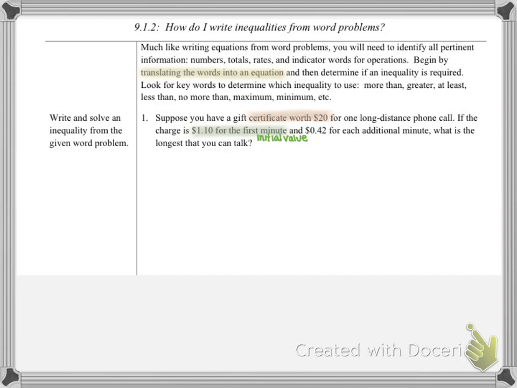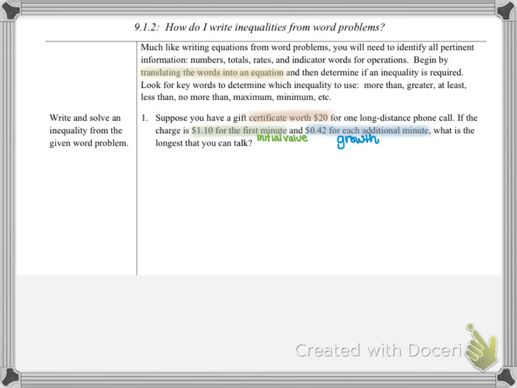But then I've got this thing that's kind of changing over time. So for each additional minute. All right, so if I was on the phone for 1 minute total, then I have to pay the $1.10, period. But then as soon as the next minute kicks in, I have to pay the $1.10 and now 42 more cents. So this is the growth factor that we're thinking of. So how much this is growing. So this is my growth. Looks to me like it's the equation of a line.